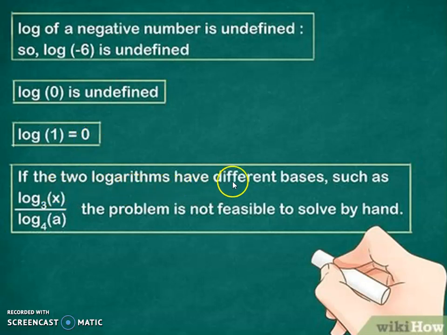If two logarithms have different bases, such as log x to the base 3 and log a to the base 4, the problem is not feasible to solve by hand. Be particular about that. For the change of base rule, the bases must be the same. The numbers may be different, but the bases are always the same. That is the summary of the logarithm chapter: the log of a negative number is not defined, log of 0 is also not defined, log of 1 is always 0, and in the change of base rule the logs must have the same base. The numbers may be different.